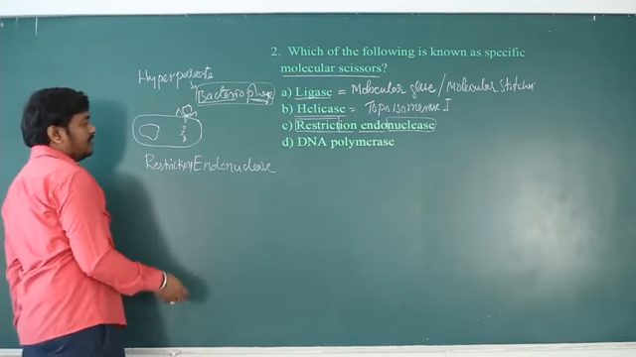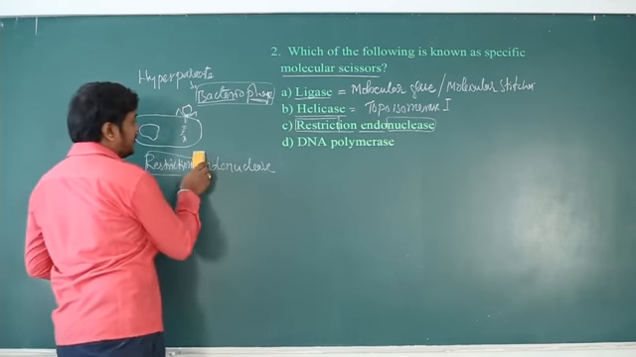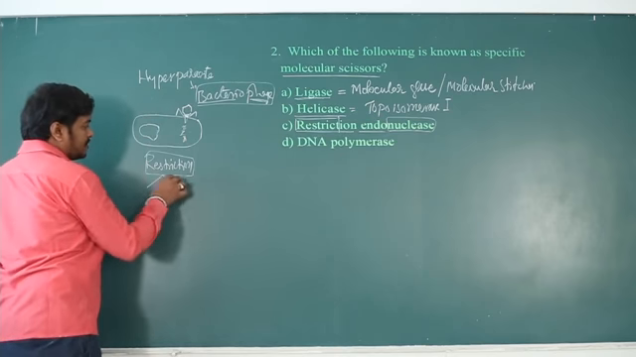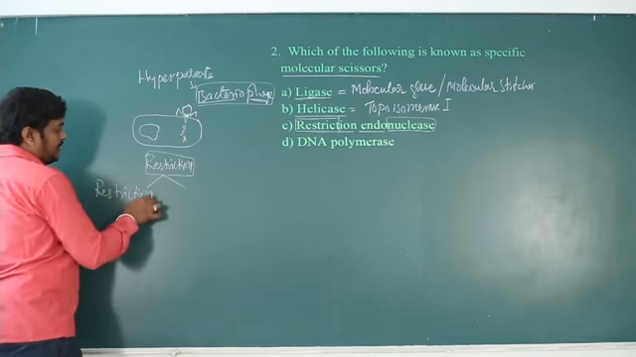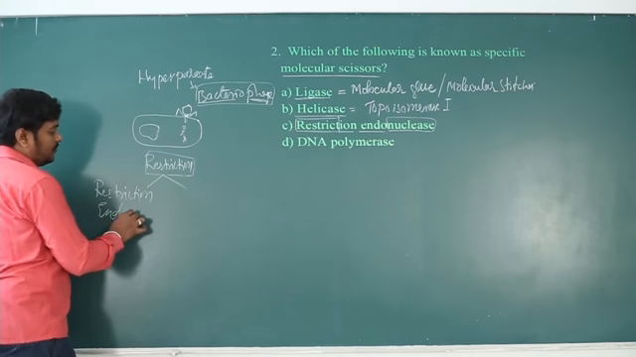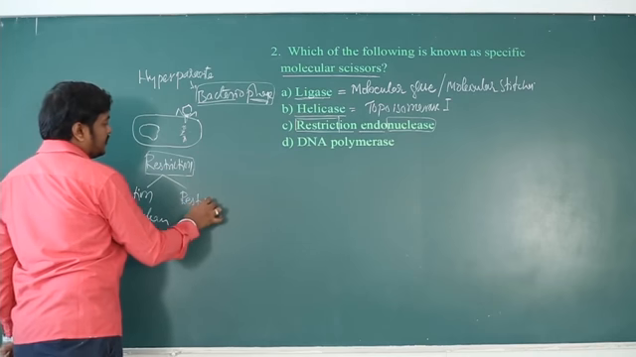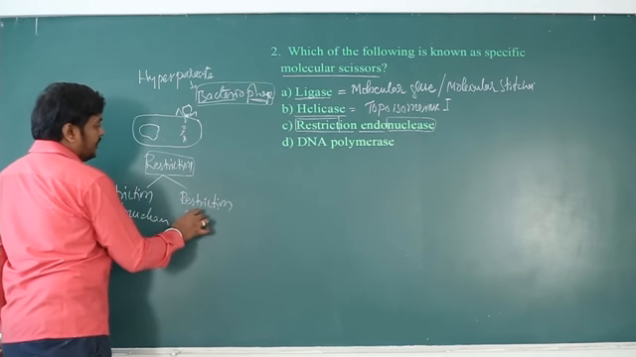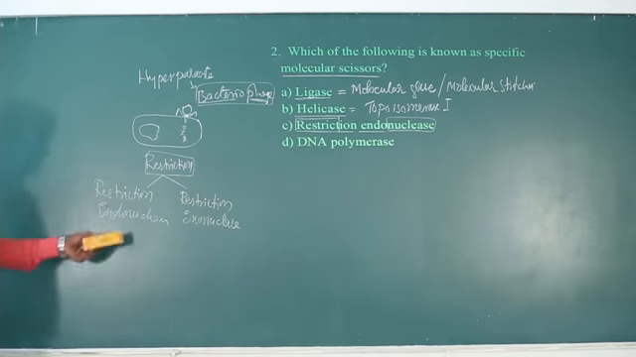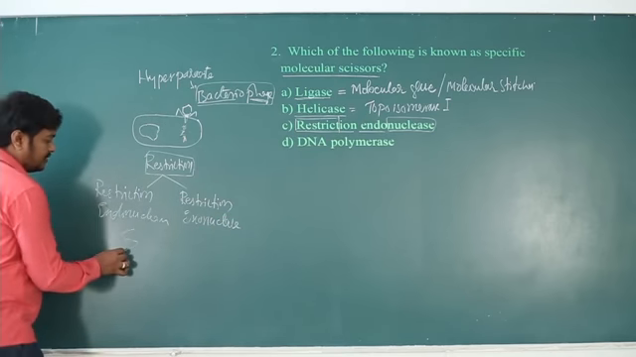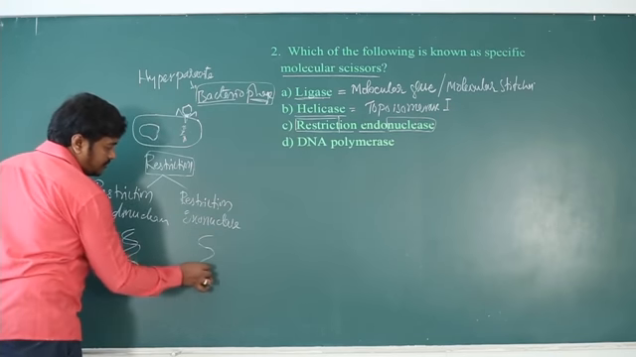Restriction enzymes have two types. One is restriction endonuclease, and another one is restriction exonuclease. What is the difference between these two? Remember, both are restriction enzymes only. Let's see the difference. This is the DNA, a double stranded DNA.